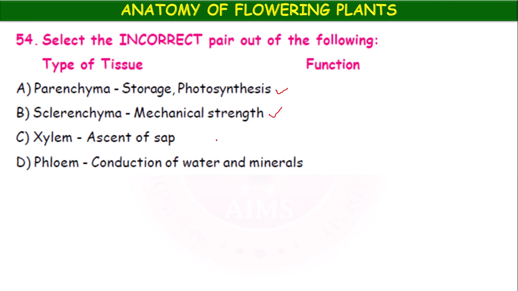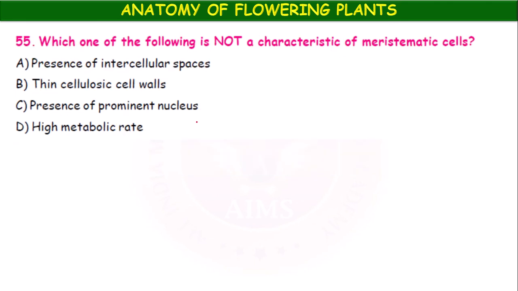Xylem, ascent of sap, okay. Phloem, conduction of minerals and water, this is wrong. So the answer is D. Incorrect one we have to select, incorrect pair. Next, what is the function of phloem actually? It transports the organic food materials.